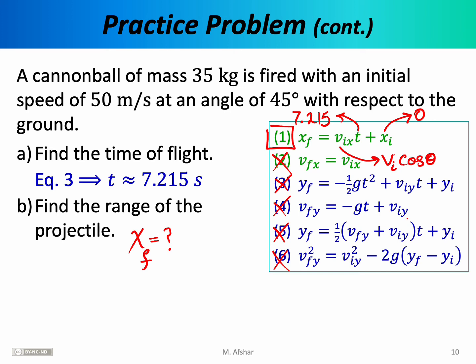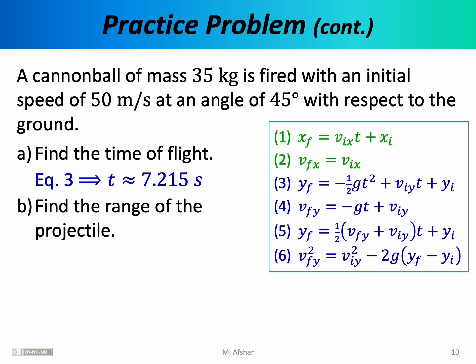So we have everything except x final, which is the thing we're interested in. At this point, plug these numbers into your calculator, and you will find that x final, or the range of the projectile, is going to be approximately 255 meters.